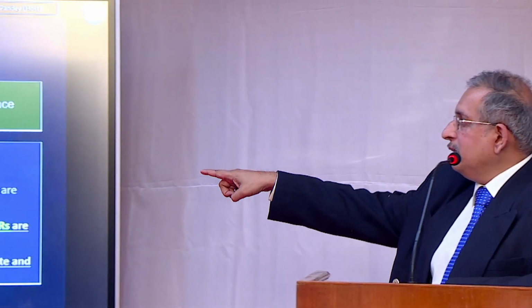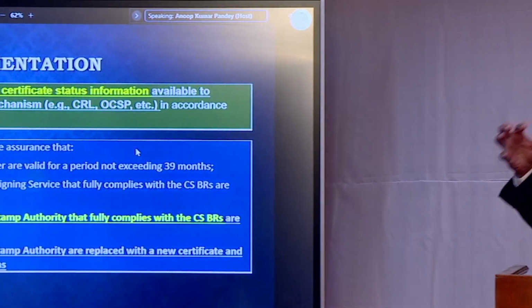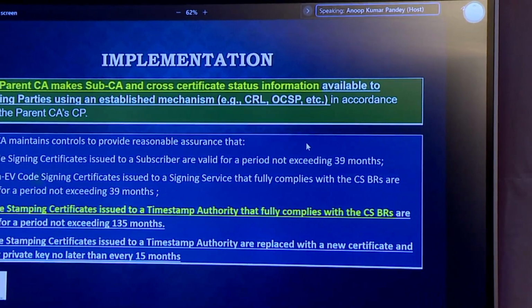Then the next one. You should generate CRLs at regular intervals, so there should be a component for generating CRLs. Then they say the parent CA makes the sub CA's cross certified status information available. That means the parent CA is supposed to provide CRLs on behalf of their sub CAs also. That should also be there in your system. Then they say that time stamping is required, so you should have a time stamping component in your system.